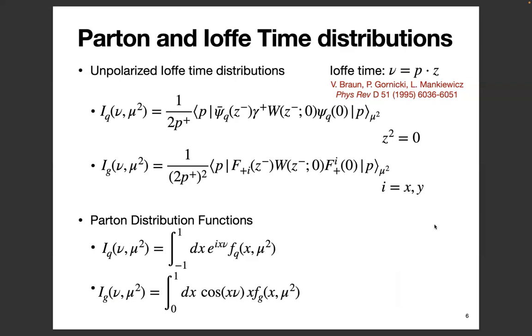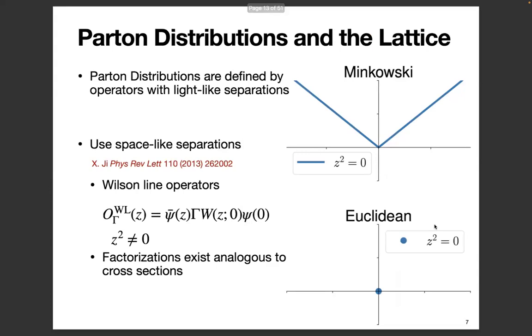Now, the nice thing about using this Ioffe time here is that it's a dimensionless number, and dimensionless numbers are a lot easier to work with. But it's also the Fourier conjugate of this x momentum fraction, which gives us this nice relationship. Usually the PDF is defined in the inverse, and that's how it's defined: the Fourier transform of this matrix element. Now, unfortunately, this light-like separation is going to become a problem for us on the lattice.